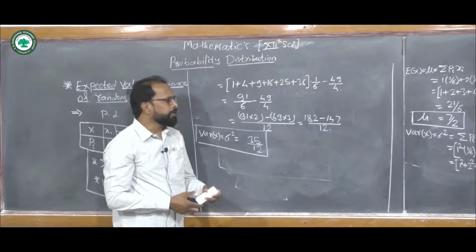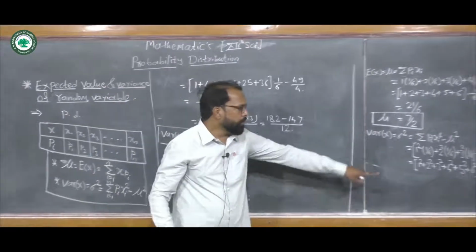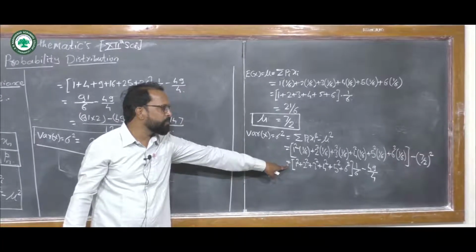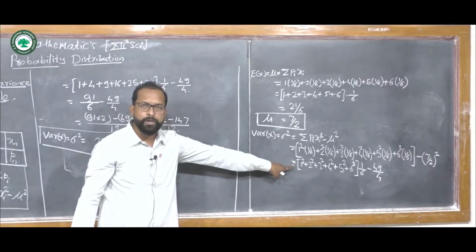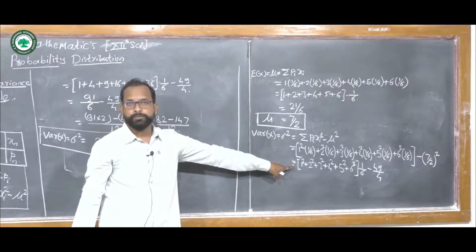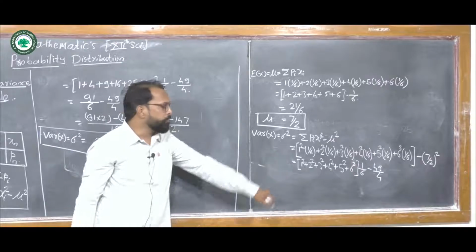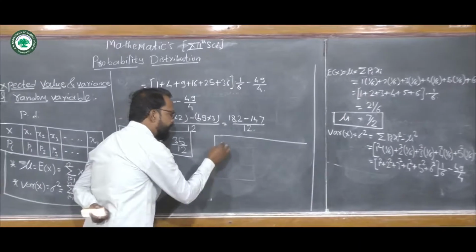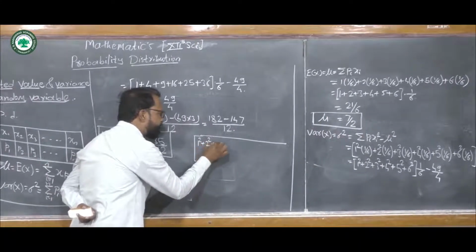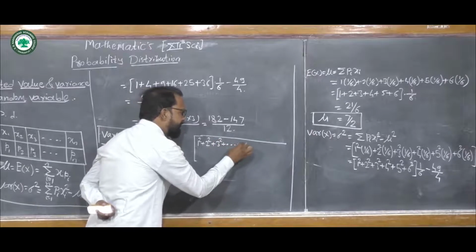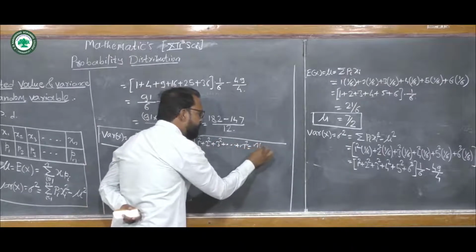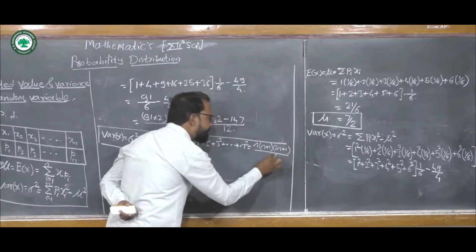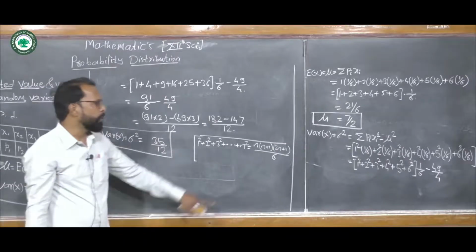Now one alternate method is to find this summation, that is 1 square plus 2 square plus 3 square plus 4 square plus 5 square plus 6 square. You can use the method of induction or binomial theorem, which gives the sum of the squares of the first n natural numbers, that is 1 square plus 2 square plus 3 square and so on plus n square. This becomes n into n plus 1 into 2n plus 1 upon 6. You can use this formula also.